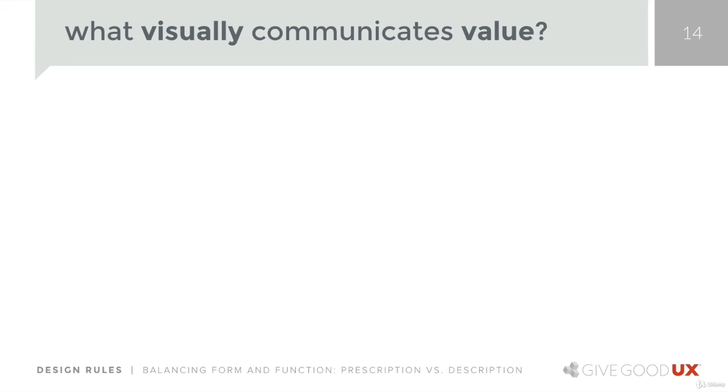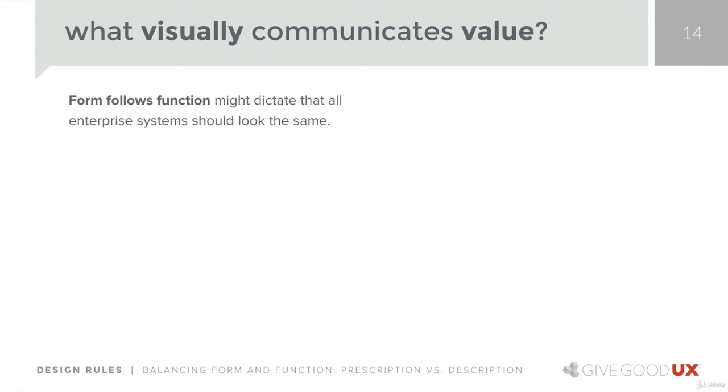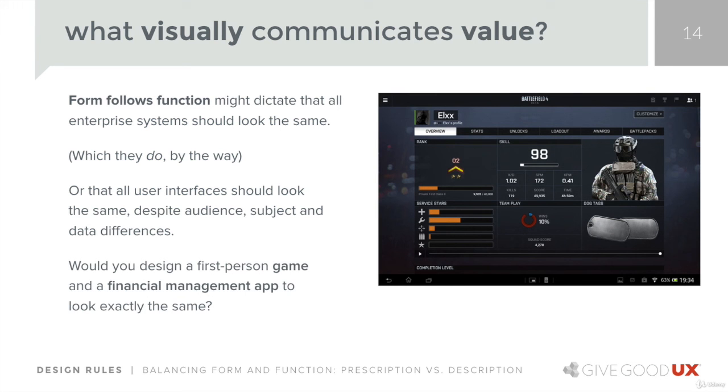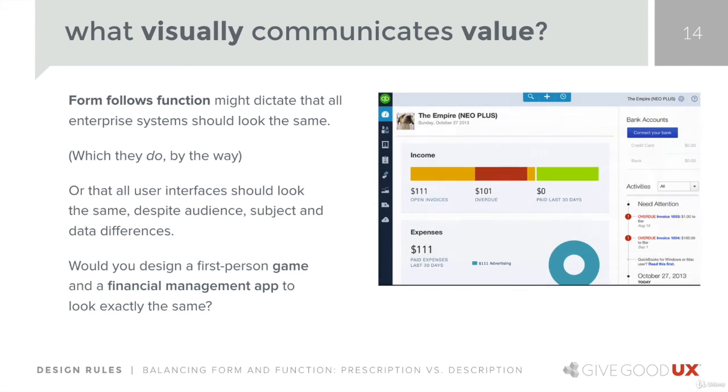What visually communicates value? Form follows function might dictate, for example, that all enterprise systems should look the same, which unfortunately they often do. Or that all user interfaces should look the same despite the audience, despite the subject, despite data differences. Would you design a first-person game and a financial management app to look exactly the same? No, they're two different things. Two different audiences, two different purposes, two different sets of content. Two completely different things that exist for different reasons.